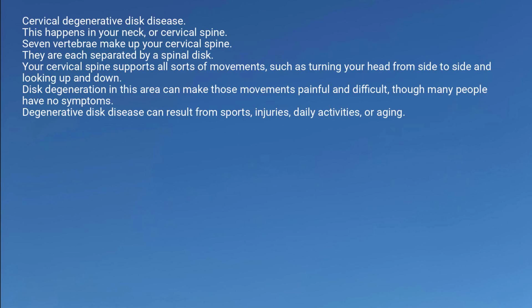Cervical degenerative disc disease. This happens in your neck, or cervical spine. 7 vertebrae make up your cervical spine. They are each separated by a spinal disc. Your cervical spine supports all sorts of movements, such as turning your head from side to side and looking up and down. Disc degeneration in this area can make those movements painful and difficult, though many people have no symptoms. Degenerative disc disease can result from sports, injuries, daily activities, or aging.